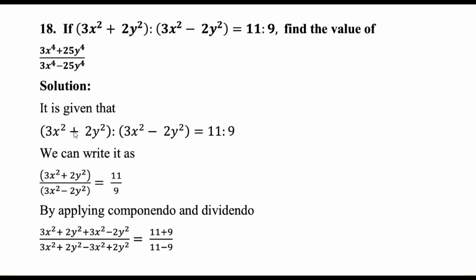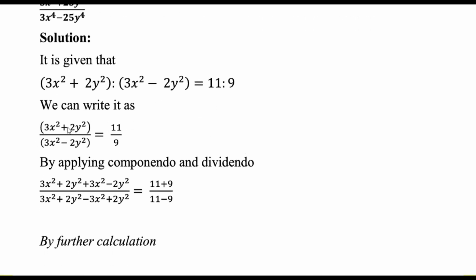Now come to the next problem. 3x square plus 2y square is to 3x square minus 2y square is equal to 11 is to 9. Find the values of this one. Okay. So first I will write this: this one by this one is equal to 11 by 9.